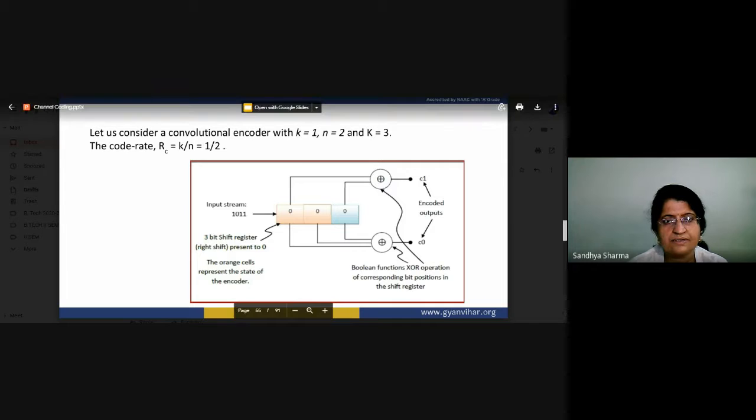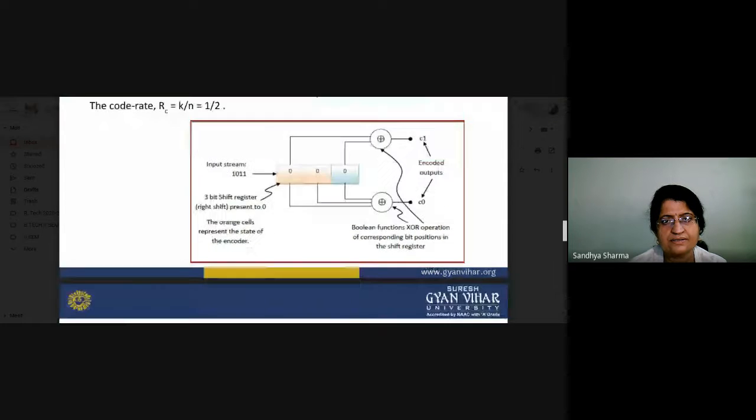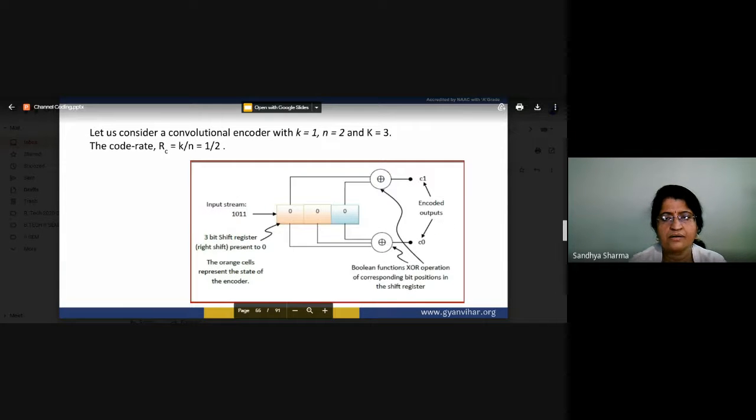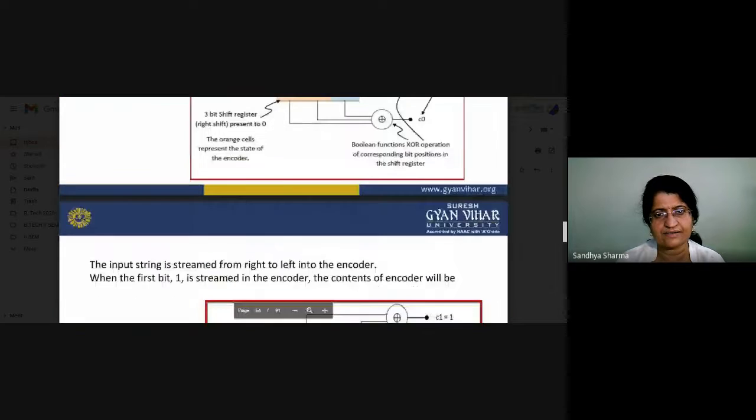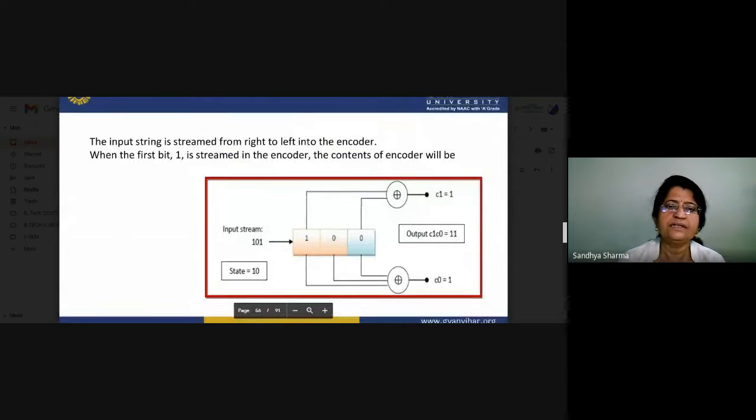So that is basically, you can understand. This is a basic encoder part. At the initial stage, all flip flops are at the 0 state. So you can say that initially all are at the 000 state, and now we will start by entering the first bit. In our next diagram, the input string is streamed from right to left. So there is a movement from right to left in the encoder part.